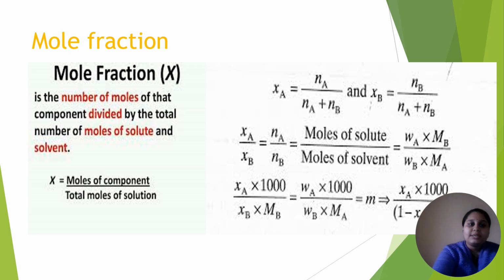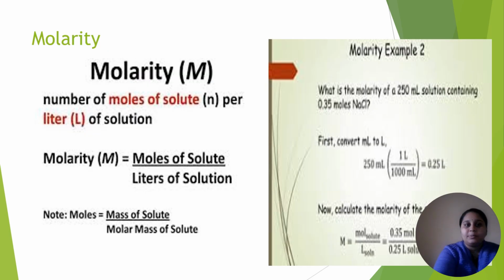Mole fraction is the number of moles of the component divided by the total number of moles of solute and solvent. So moles of component by total moles of the solution. XA is equal to Na by Na plus Nb, and Xb is equal to Nb by Na plus Nb. Moles of the solute by moles of the solvent. So Wa into Mb, Wb into Ma. So you get Wa into 1000 by Wb into Ma, and you get the above calculation. We have to use this in calculating the problems.